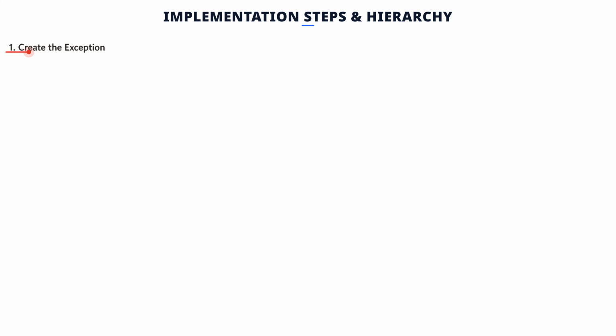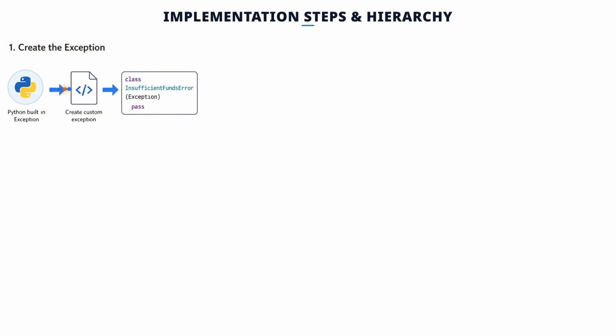Implementing custom exceptions involves 3 fundamental steps. First is the creation of the exception itself. As you can see here on the left, we do this by inheriting from Python's built-in Exception class. Even a minimal implementation, like just declaring the class and using pass, is a huge improvement over a generic error. Why? Because it gives our error a unique name that immediately tells us what went wrong.